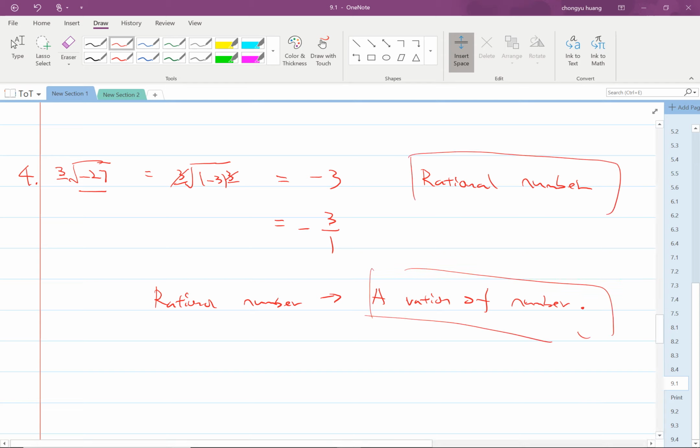So as you can see, the number over here is -3. -3 can be written as -3 over 1. So that's a ratio. So for question 4, it is a rational number.